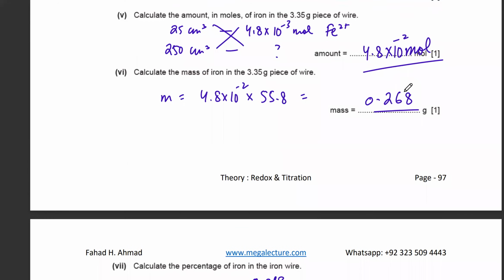I'm just assuming that this is a very small value, but I think it's going to need 0.8%. One second, let me quickly do this. 4.8 E minus 2, multiplied by 55.8. That gives me, there's actually something wrong. This is not 0.268 grams. Can you double check this? This is coming out to be 2.6784 grams. So I can write that as 2.68 grams.